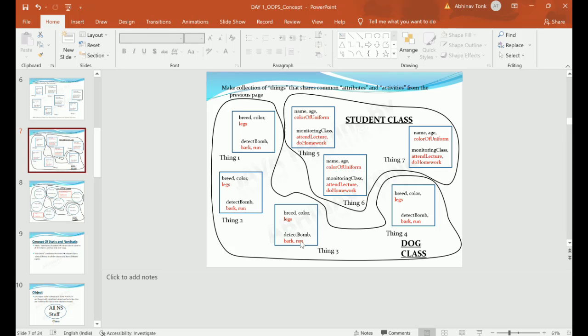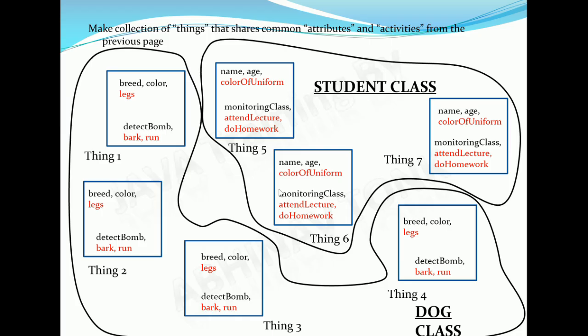Hello world, welcome to Java training, and in this session we are discussing the concept of object. In our last class we have already discussed the concept of classes. A class is a collection of things that share common attributes and activities, and we have already seen this example when we were learning about the concept of class, right? So let me take the example of the dog class first.